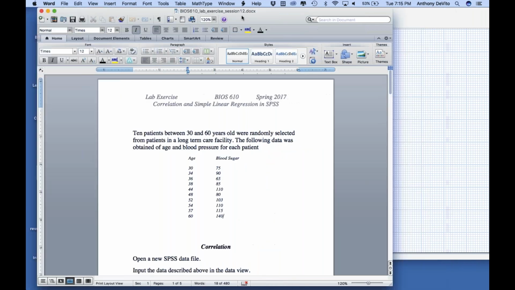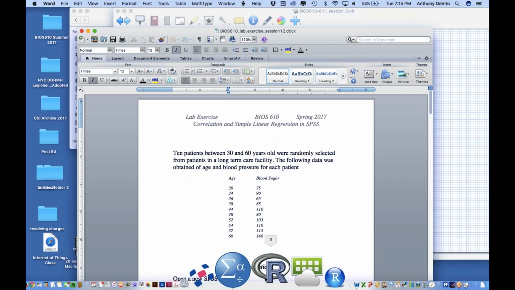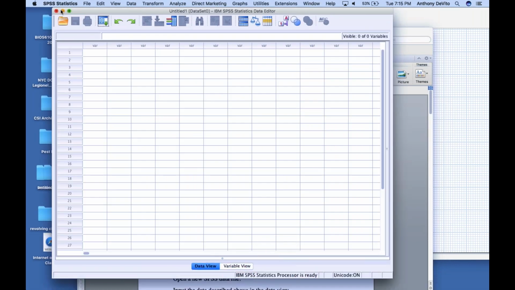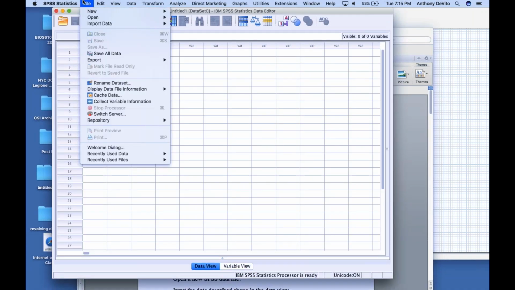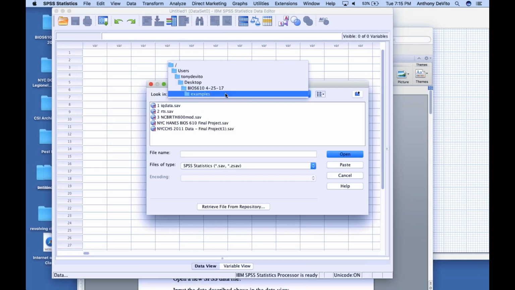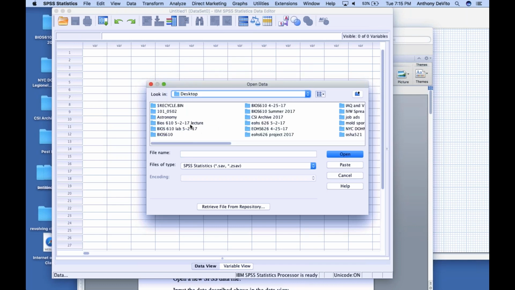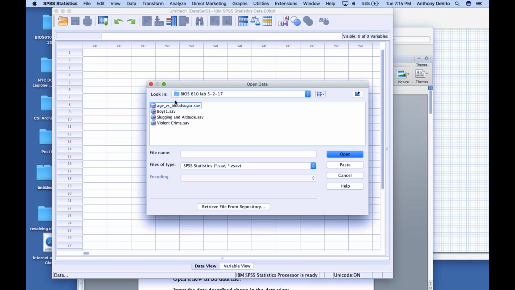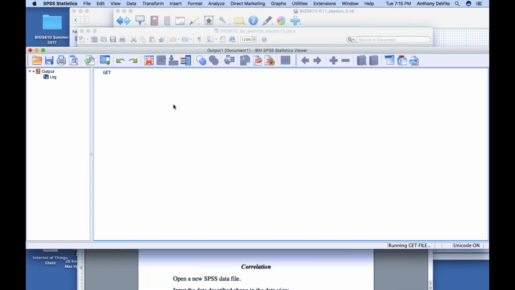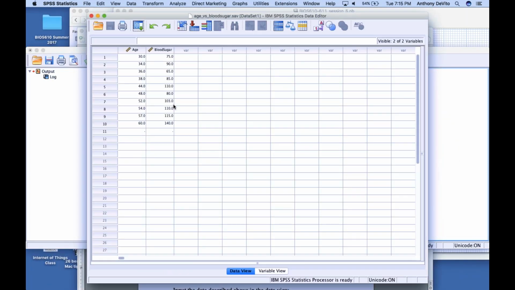We actually have that same data set on Blackboard. You can download it. We're going to import that into SPSS. Open, Data. Age versus blood sugar. Not a real data set, just a made-up data set in this case. And here we have it imported in SPSS.